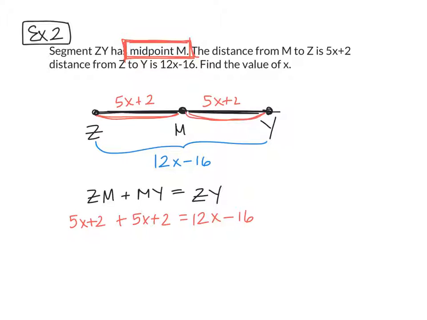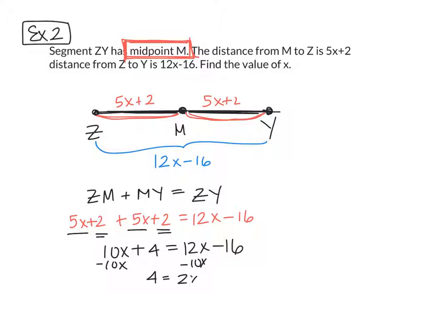All right, same idea. We're going to combine like terms. That's going to give me 10x plus 4 equals 12x minus 16. I'm going to subtract 10x from both sides. This is just basic algebra, so I'm just reminding you of how this algebra works. Now if I move the 10x to one side, to move the x's on the right, I need to move something the other direction. So I'm going to move that negative 16 the other way by adding 16.